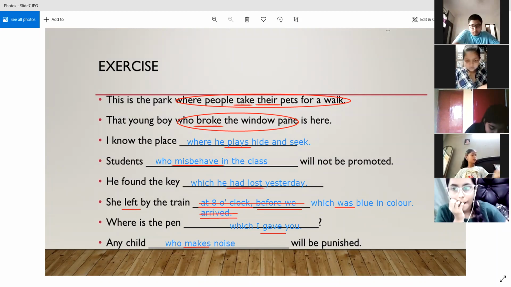So now we have completed adjective clauses. Okay. Now I will take up the doubts if there are any.